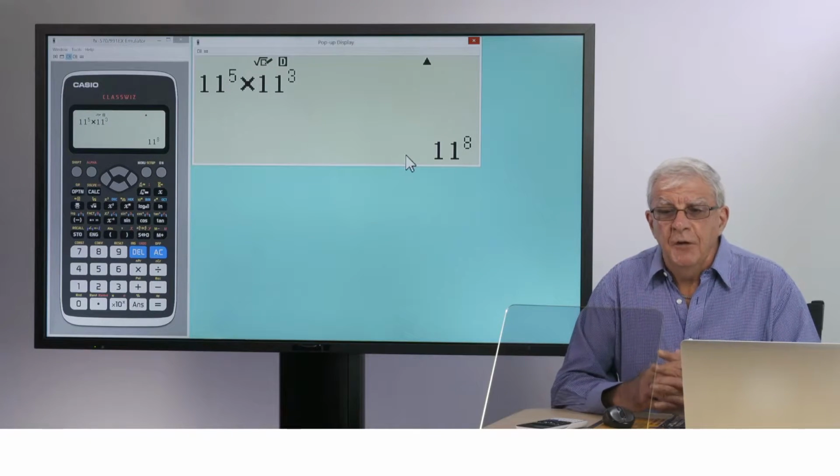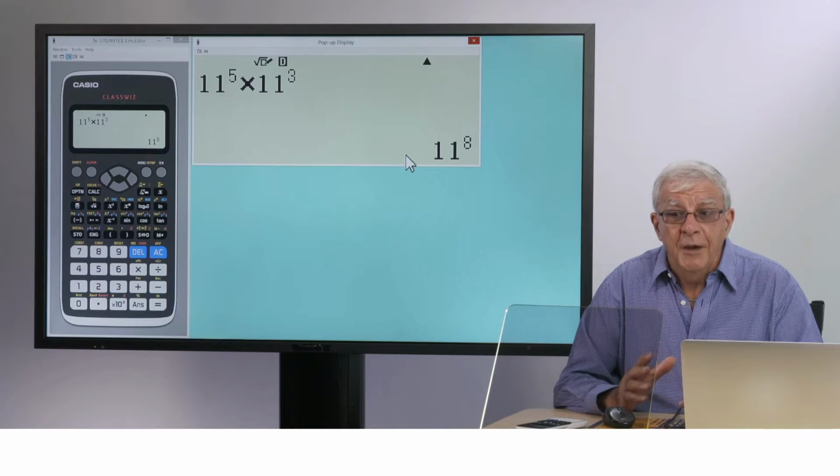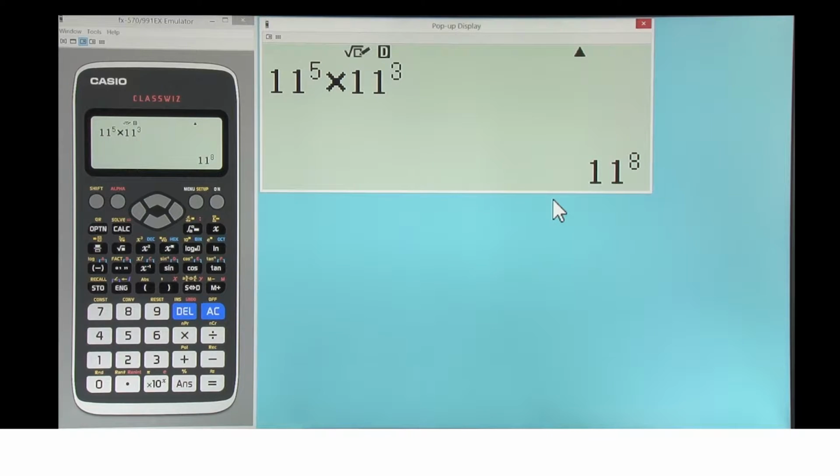Because ClassWiz finds prime factors, when the base is not a prime factor, students will need to think carefully about the results. For example, 6 to the power 4, and use the arrow key to move out of the power, multiplied by 6 to the power 5. I forgot to press the power key, 6 to the power 5.